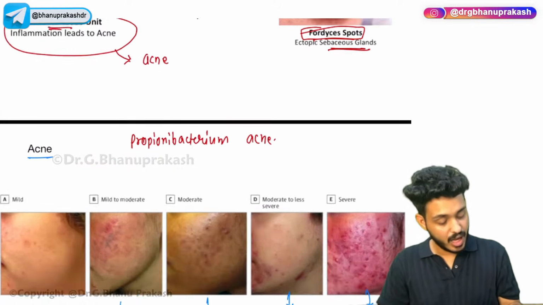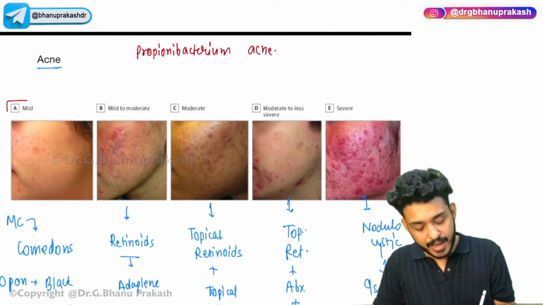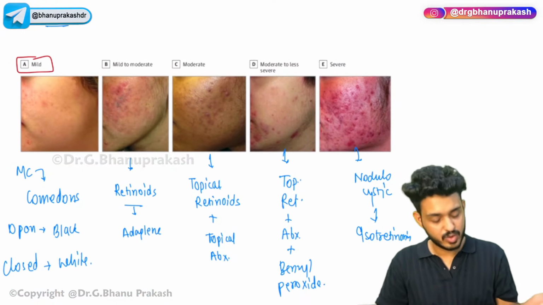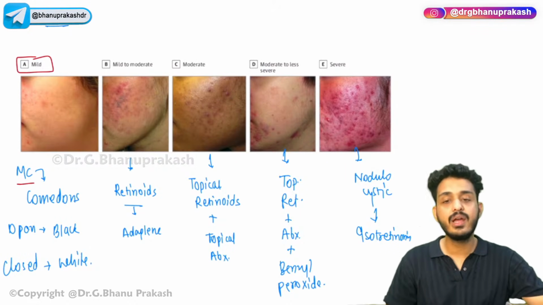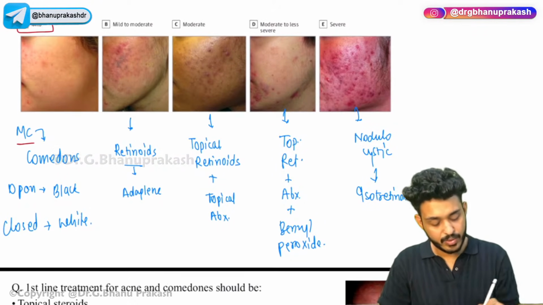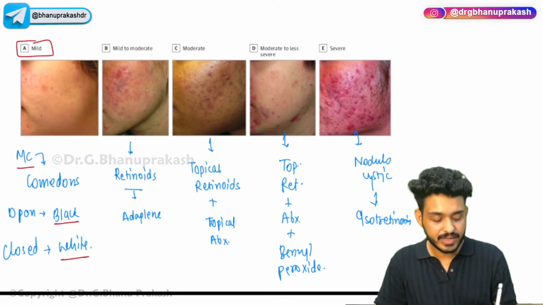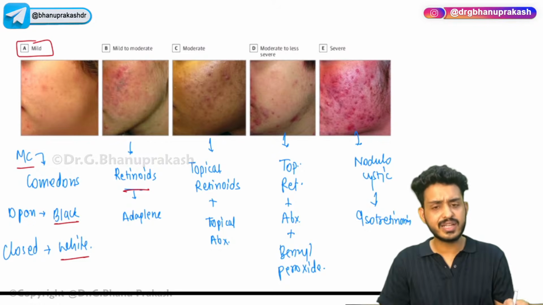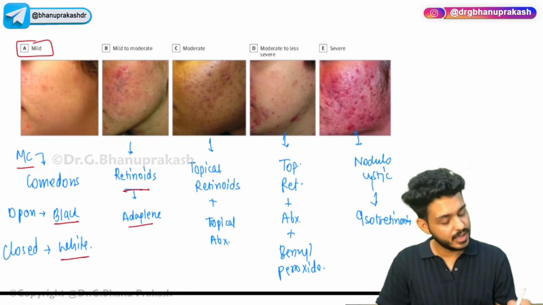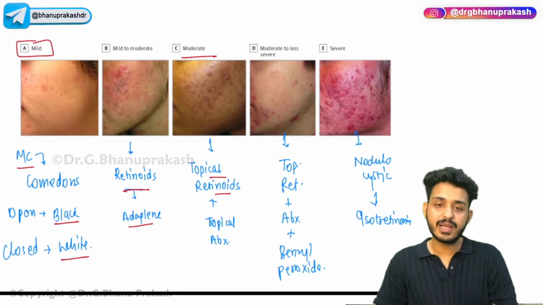Okay guys, now we will be discussing the different kinds of acne. We have mild to moderate acne. For mild acne, the most characteristic or most common lesion will be comedones. We have open comedones and closed comedones. Open will be black, closed will be white. For mild to moderate cases, we can use drugs like adapalene. We can use retinol, adapalene.